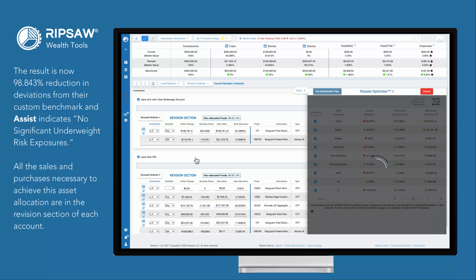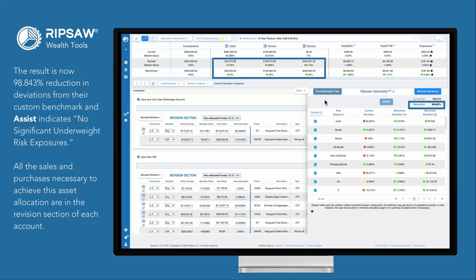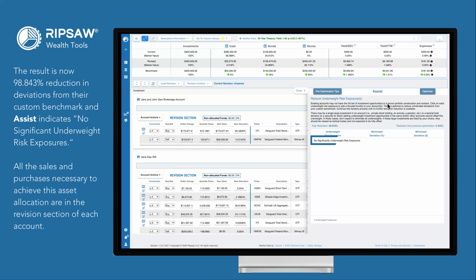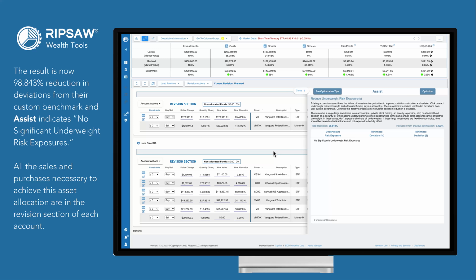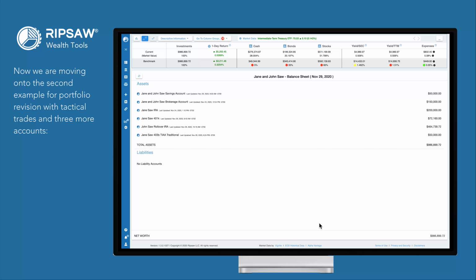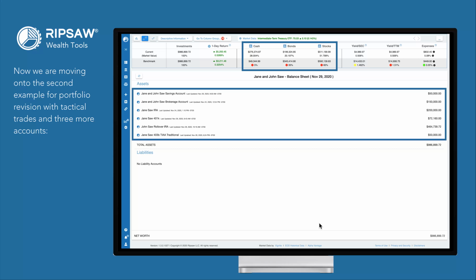The result is now a 98.843% reduction in deviations from their custom benchmark, and Assist indicates no significant underweight risk exposures. All the sales and purchases necessary to achieve this asset allocation are in the revision section of each account. Now we are moving into the second example for portfolio revision with tactical trades and 3 more accounts.